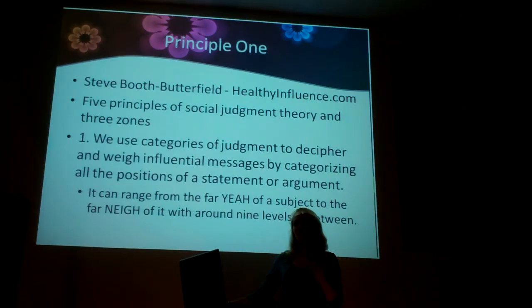And so we can take a statement, and it can range from the far yay or agreement to the subject to the far nay or disagreement of the subject. And there are about 9 levels in between.